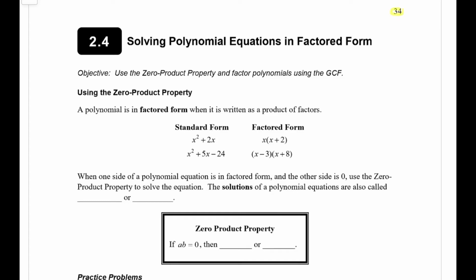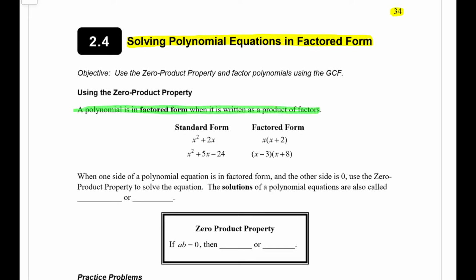Today we're on page 34 of our note guide, solving polynomial equations in factored form. The first thing we want to talk about is writing equations in standard form versus factored form. A polynomial is in factored form when it is written as a product of factors. When you hear the word product, it just means multiplication.